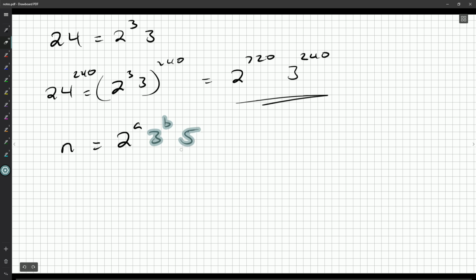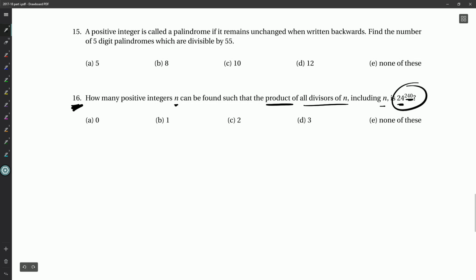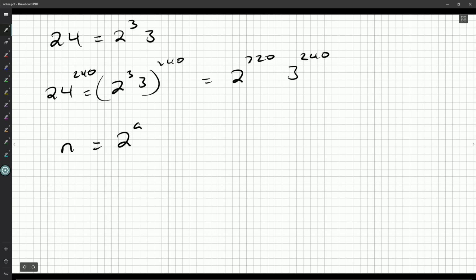And for a moment, imagine we only had powers of 2. Well, then the divisors of n would only be powers of 2. And then you multiply all those together, you wouldn't get this, because where are your factors of 3 coming from? So n's got to look like this.